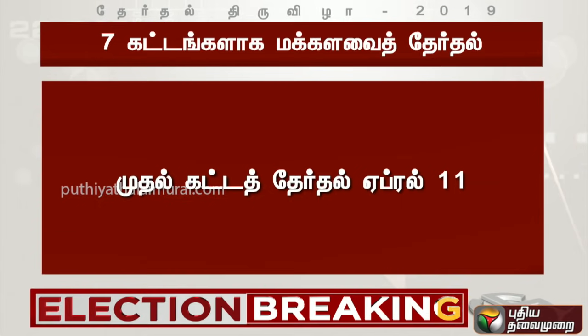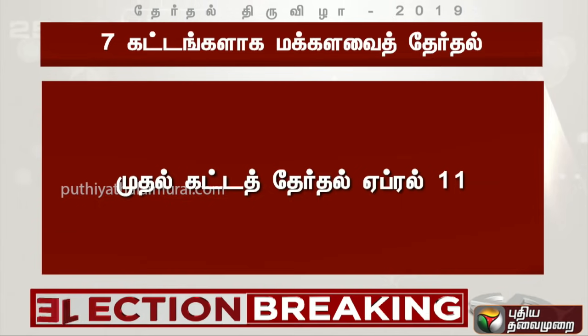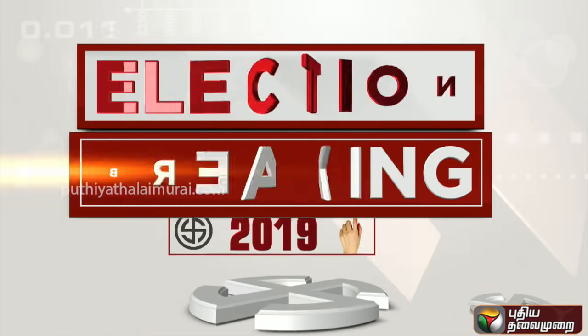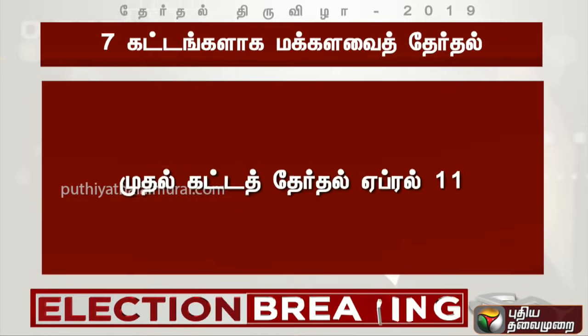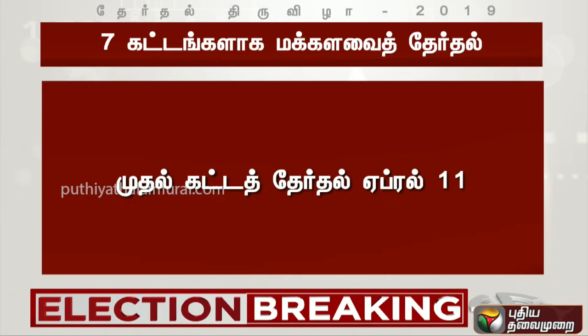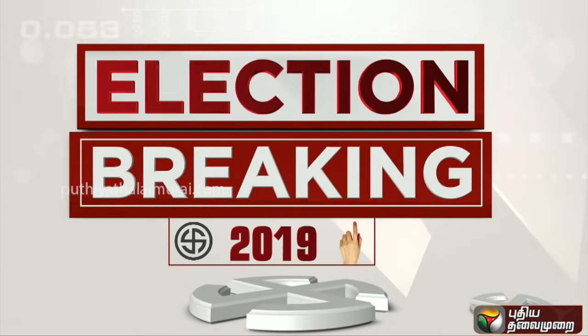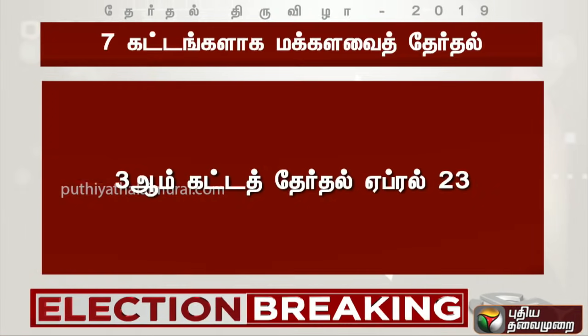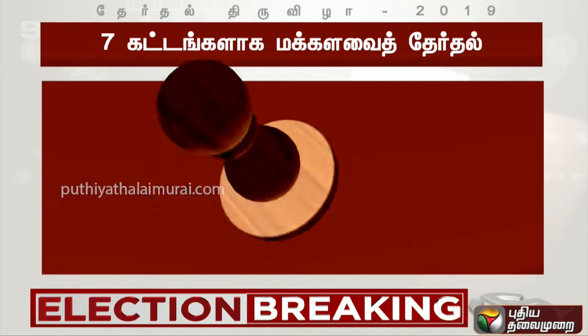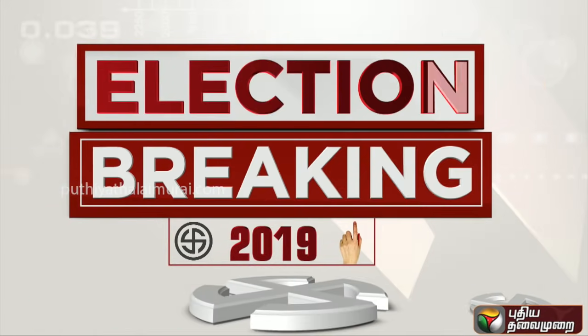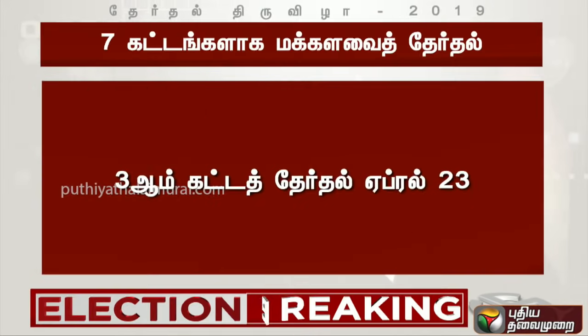Phase 5. Date of issue of Gazette notification 10th April. Date of poll 6th May. Phase 6. Date of issue of Gazette notification 16th April. Date of poll 12th May. Phase 7. Date of issue of Gazette notification 22nd April. Date of poll 19th May.